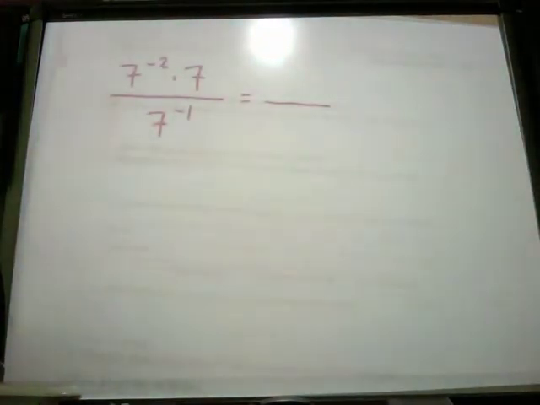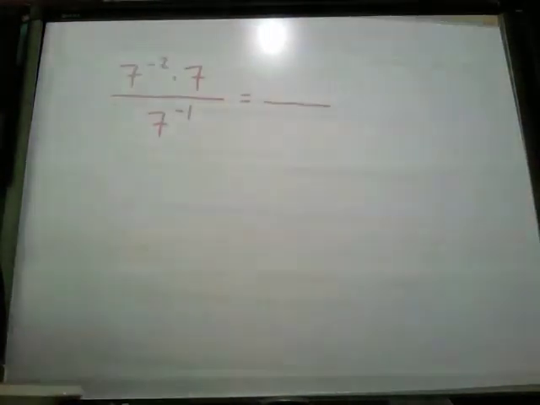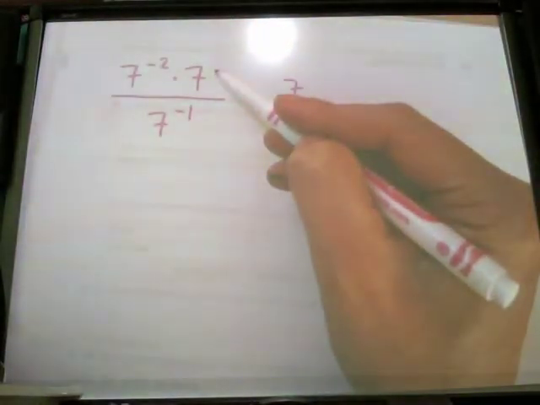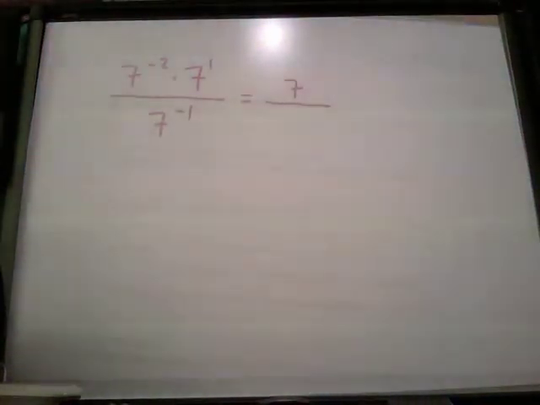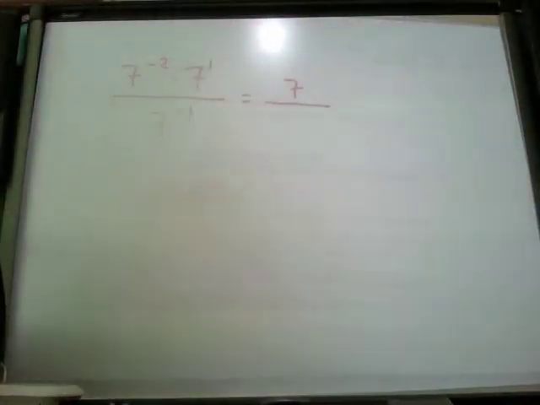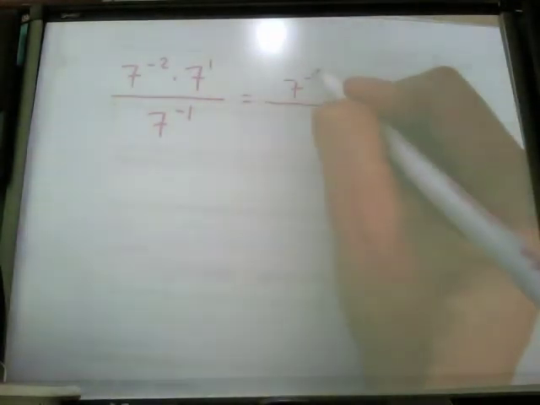So on the numerator here, let's add our exponents. The base stays the same. What's my exponent on this second 7 here? Okay, I see some 1 fingers held up. So if I multiply the same base, I add the exponents. Negative 2 plus 1 is negative 1.